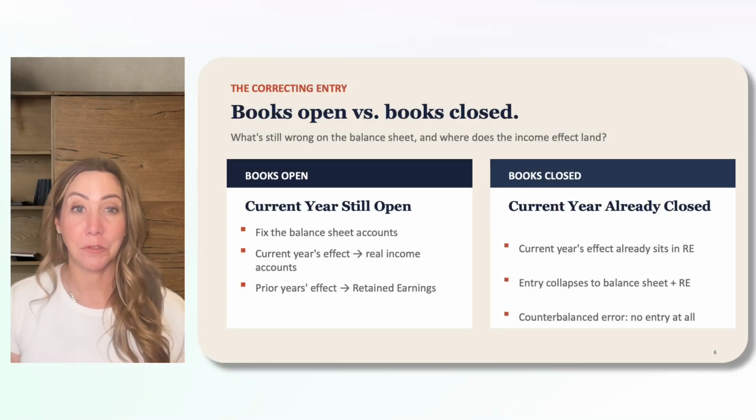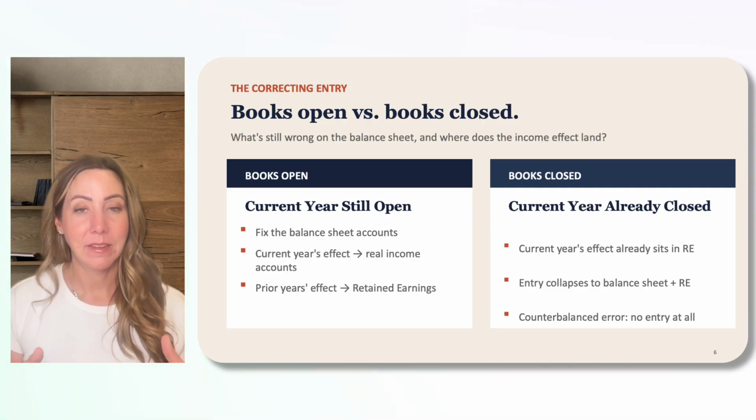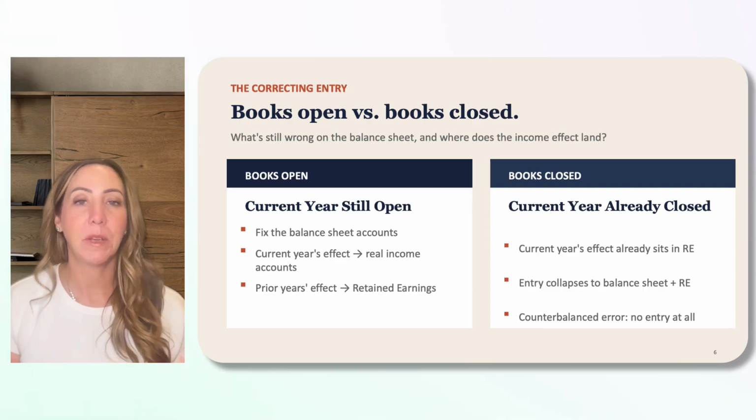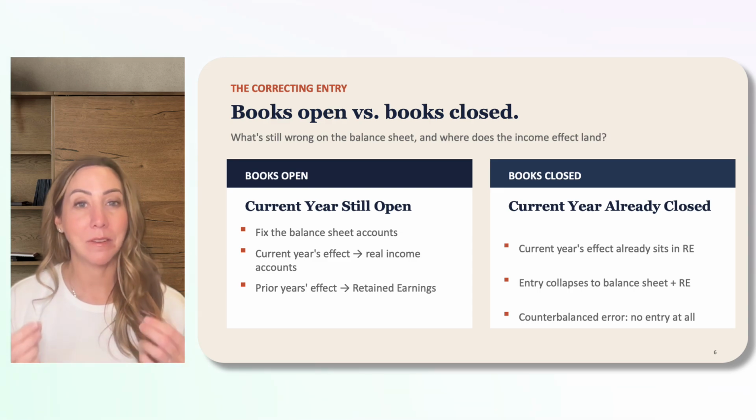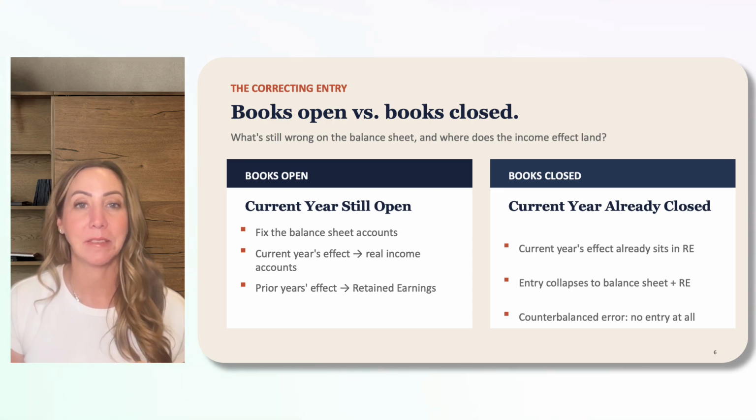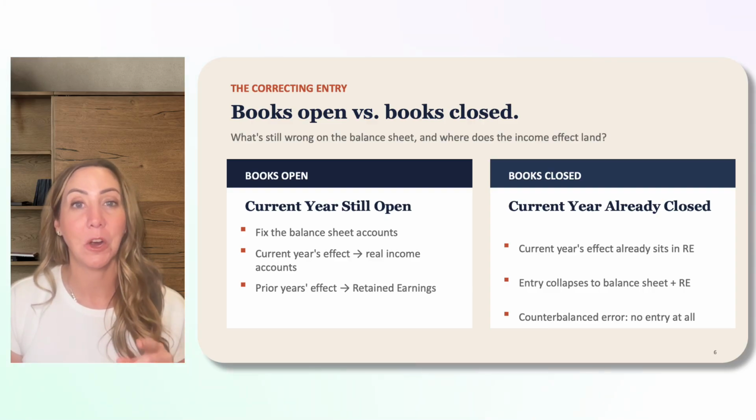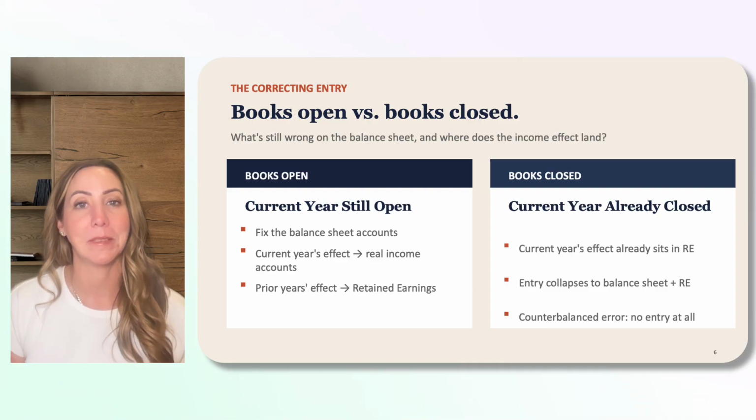The correcting journal entry follows from the schedule in 2 questions. Question 1, which balance sheet accounts are wrong right now? Fix them to what they should be. Question 2, where did the offsetting income effect land? If something was wrong with a prior year, we have to fix retained earnings. But what do we do with the current year's effect? Depends on whether we've closed the books or not. If we have, then all of our temporary revenue and expense accounts have been closed to retained earnings, and that's where our correction for this year should go as well. If the books are still open, though, then the correcting entry goes to the actual revenue or expense accounts.